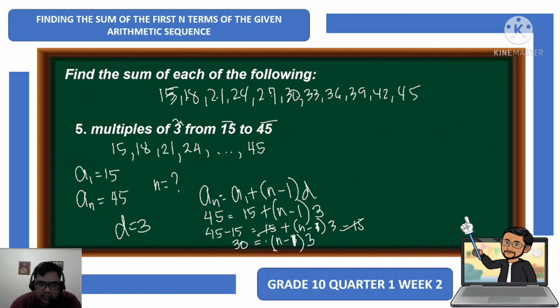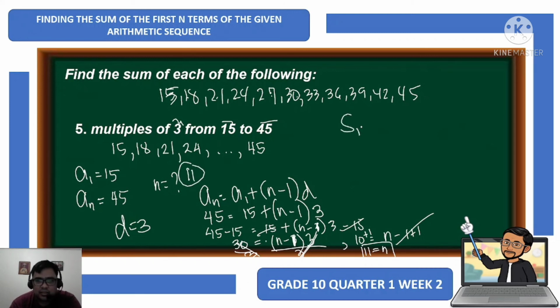Then, divide both sides by 3 para ma-cancel to. Okay, so, ang matitira, 10. That would be equal to n minus 1. So, again, to eliminate minus 1, mag-add ka ng 1 both sides. Maka-cancel. So, 10 plus 1, 11, that is equal to n. So, therefore, n is 11 nga.